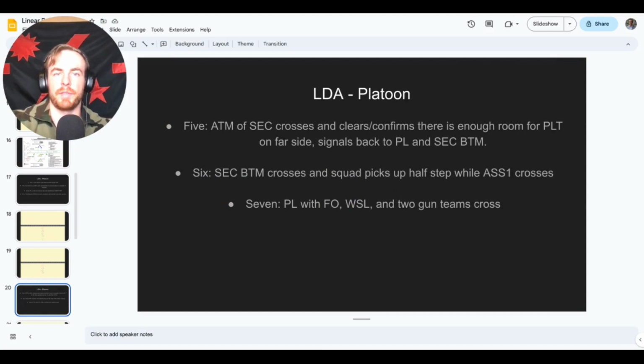So Alpha team of security is going to cross and clear and confirm there's enough room for the platoon on the far side. And he's going to signal back to the PL and the Bravo team for security. So Bravo team is going to cross, and that squad is going to pick up a half step in squad column fire team wedge while the Assault 1 crosses. So Assault 1 gets across, and then after Assault 1 gets across, the PL with the FO, Weasel, and his gun teams are going to cross as well.